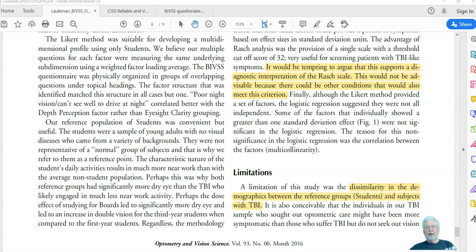We also talked about learning that we have to show that scales are valid. That means they test what they're supposed to test. We saw in this case that both the Rasch and the Likert were consistent in the higher scores. If you're just looking at TBI patients, the BIVS is going to be higher if you have TBI than if you're a normal patient. You could also have some other problem like convergence insufficiency, but in general, it's a valid test.